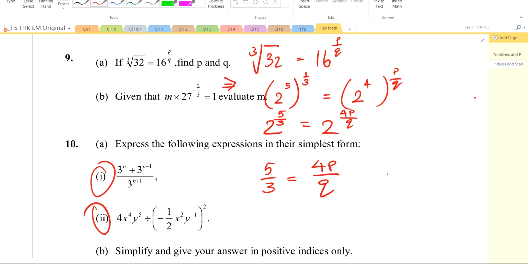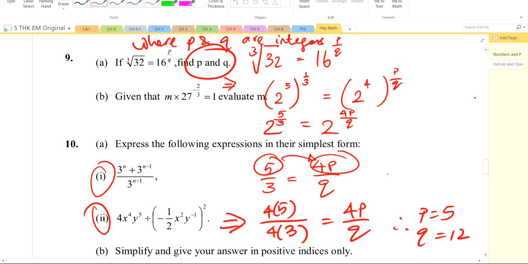Because if you take 5 equals to 4p, then you will get p equals to 5 over 4, which is not an integer. So that will not work. So that is why I asked you to include p and q are integers.